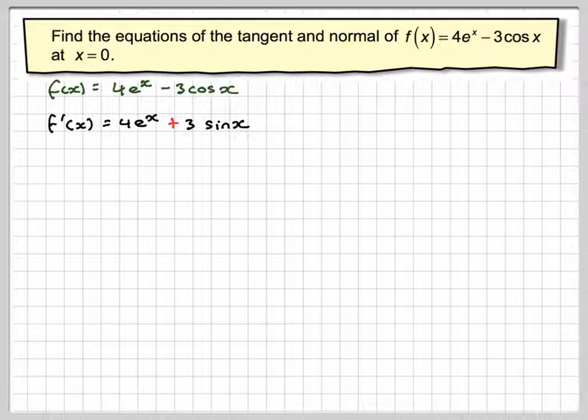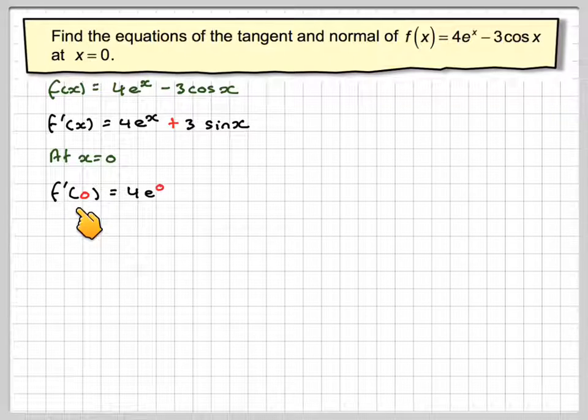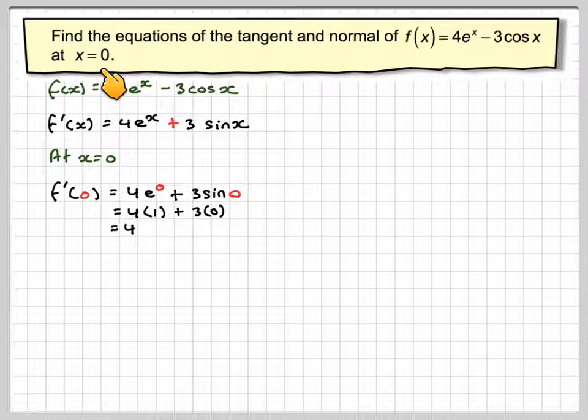So then we need to put x as 0 into that. So x is equal to 0. F dash of 0, so careful use of notation, please, is 4 times e to the 0 plus 3 sine 0. E to the 0 is 1, so we're going to have 4 times 1. And sine of 0 is 0, so we're going to have 3 times 0. So we've got a gradient of 4 when x is equal to 0.